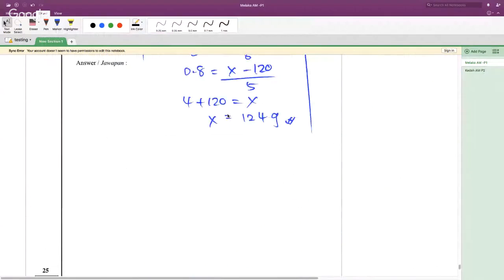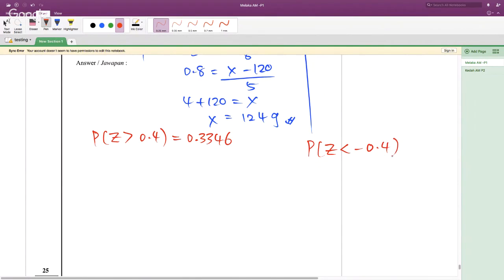So that means I know probability for Z is bigger than 0.4 is equal to 0.3346. All right, before I end the class, I just want to explain why I say whenever you see less and negative, you can change to the bigger. Because this bell-shaped diagram is symmetric.